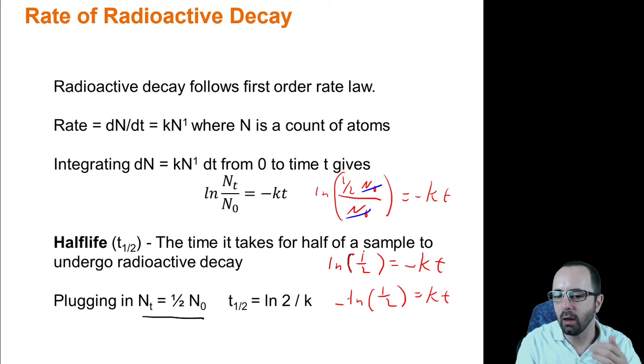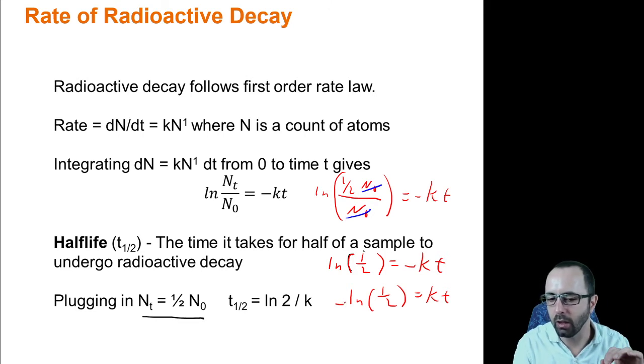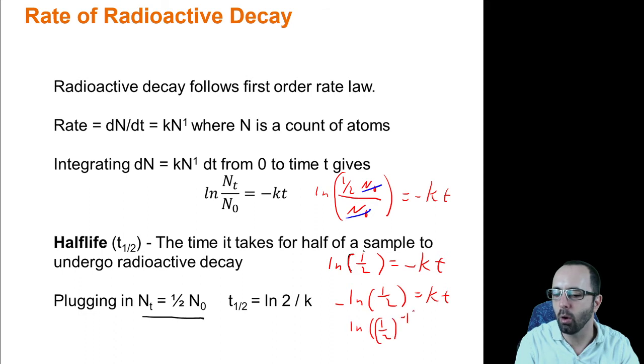And then remember, this would be log rule C3 from the algebra review I gave you last week. If you have -1 times a log, you can put that as a power. So this would be the natural log of 1/2 to the -1 power. And when you take something to the -1 power, what you're really doing is inverting the fraction. So this is the natural log of 2, which equals kt.